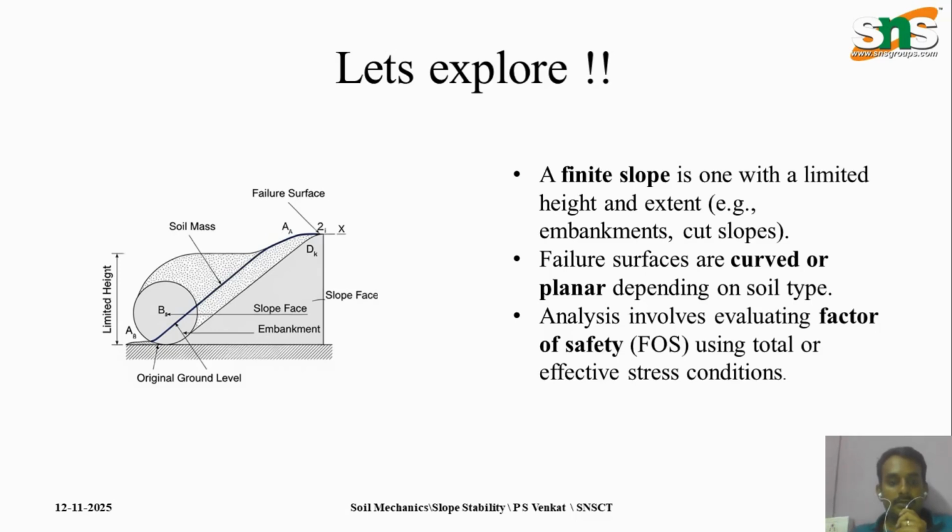So what is a finite slope? A finite slope is one with a specific limited height, like the slope of an embankment, a highway cutting, or the side of a canal. These slopes generally fail along circular or planar surfaces. The major goal in analyzing them is to determine the factor of safety, which tells us how stable a slope is against failure. The type of soil and drainage conditions determine whether we use total stress or effective stress analysis.